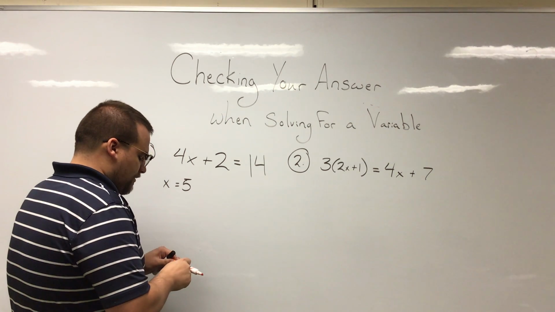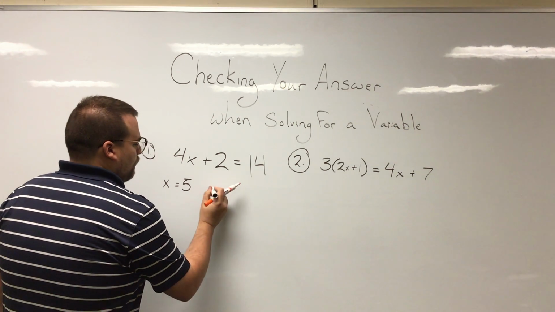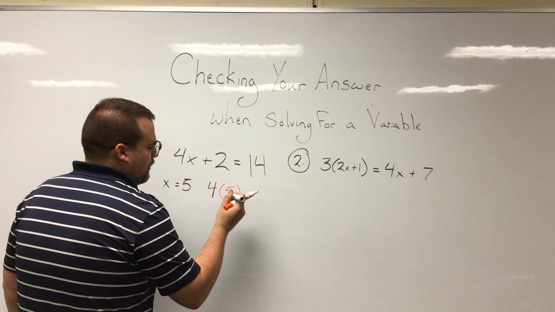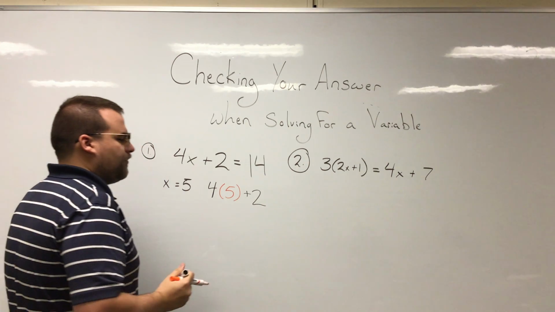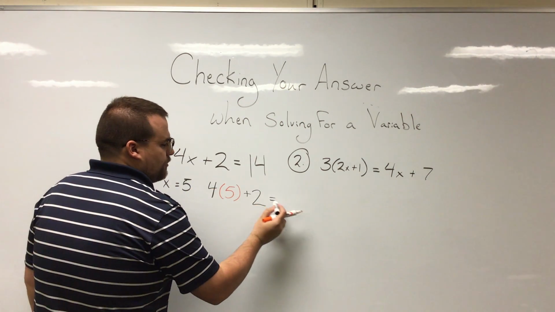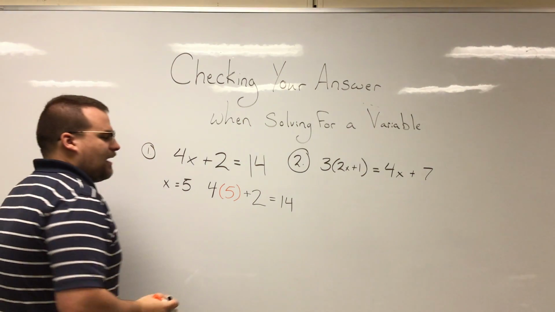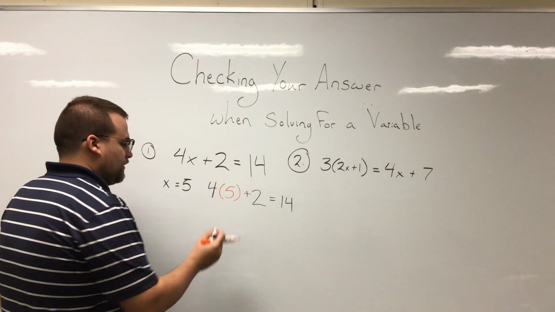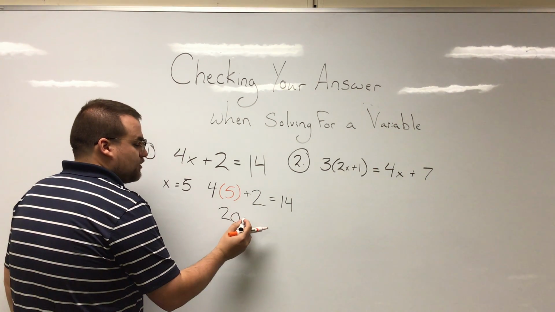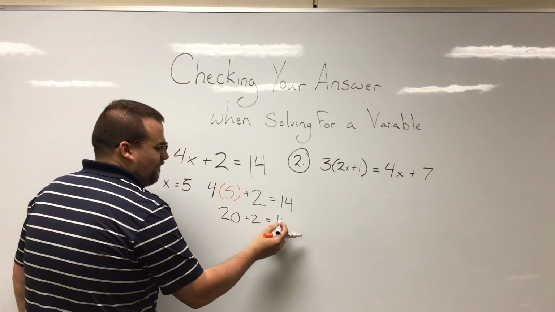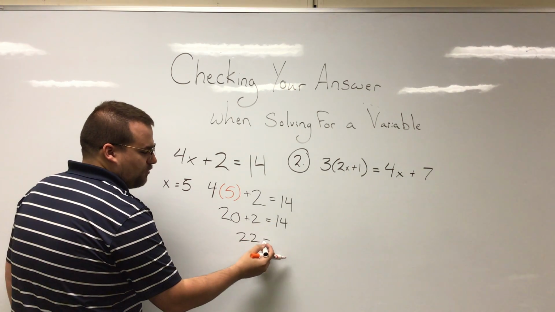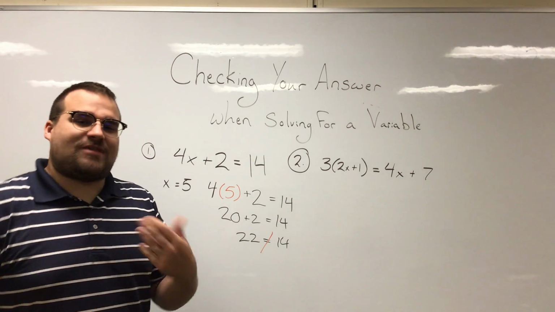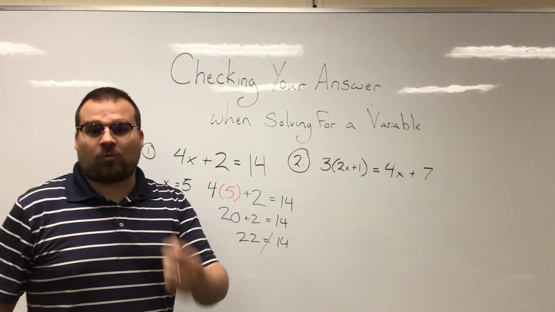So I would be able to rewrite this equation while replacing x with 5, and then my goal is that it works out. This side of the equation should be equal to 14 after plugging in my variable. Well, 4 times 5, that's 20, and 20 plus 2, well, does that equal 14? Because 20 plus 2 is 22, and 22 doesn't equal 14, right? So that goes to show us we did something wrong.